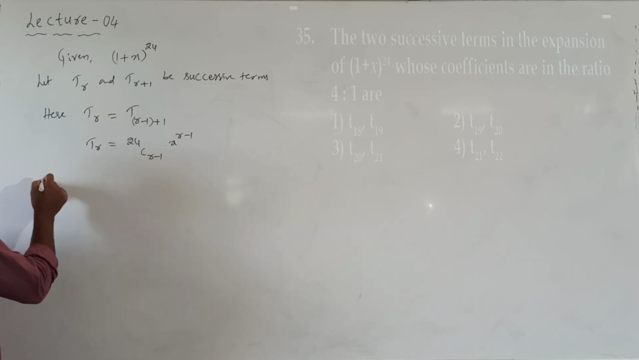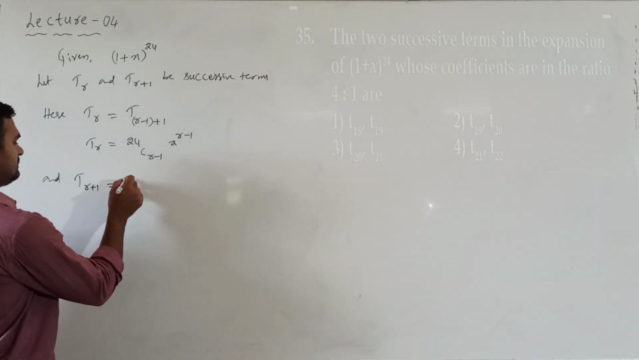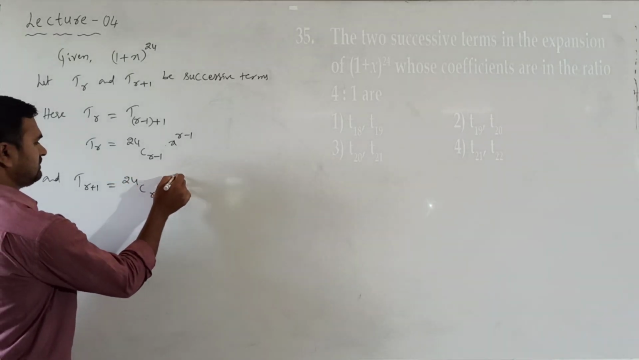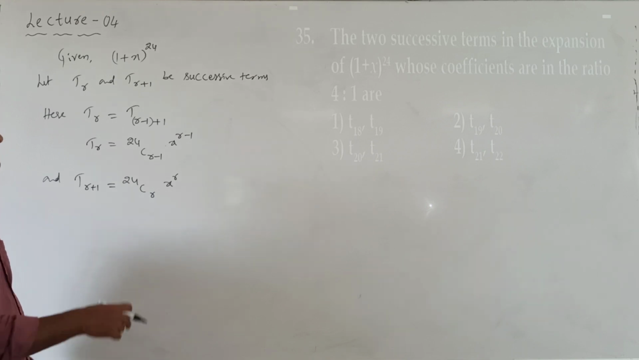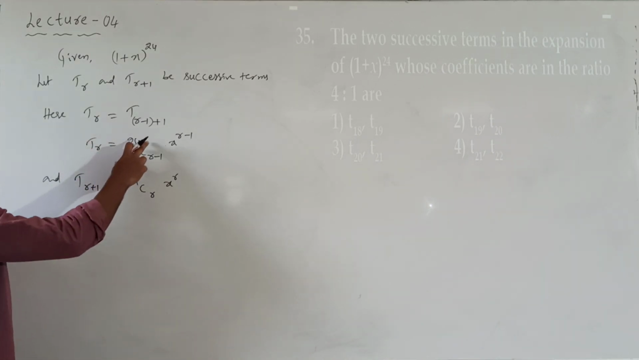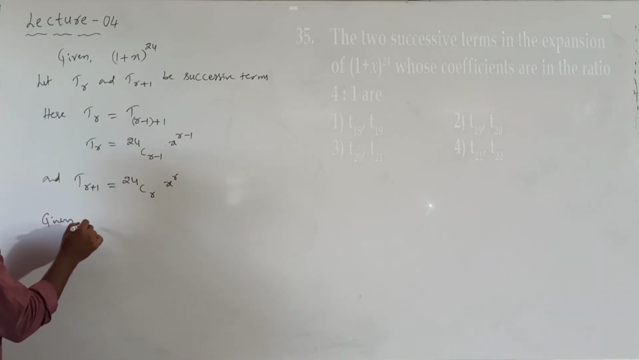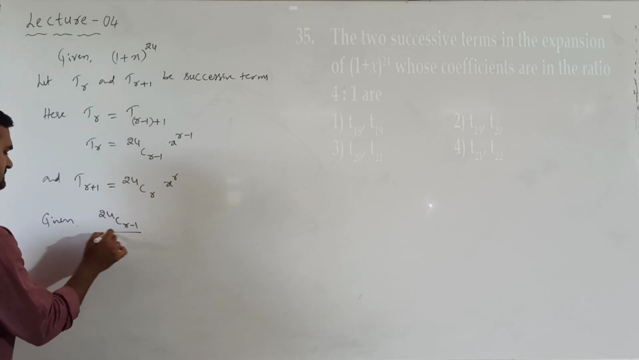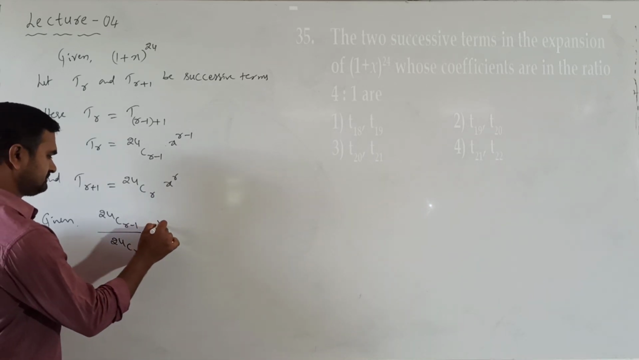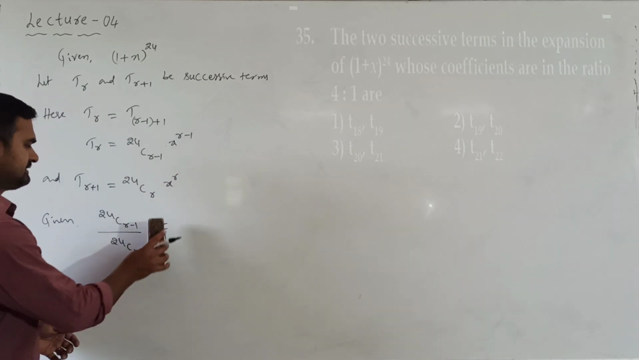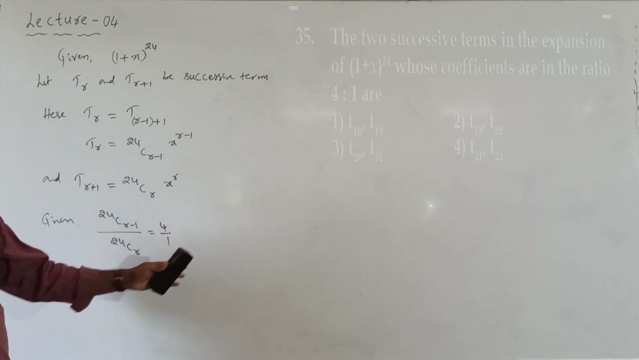And in TR plus 1, it is 24C R into x to the power of R. So these are the two terms. We are taking TR and TR plus 1. Now in this the coefficients are in the ratio of 4:1. So what is the ratio given? 24C R minus 1 divided by 24C R. It is 4:1 given. The ratio is 4 by 1. Now solving this, we can find R value.